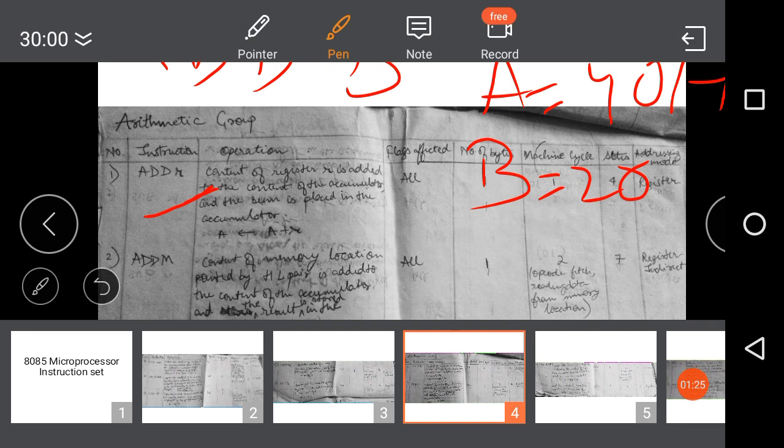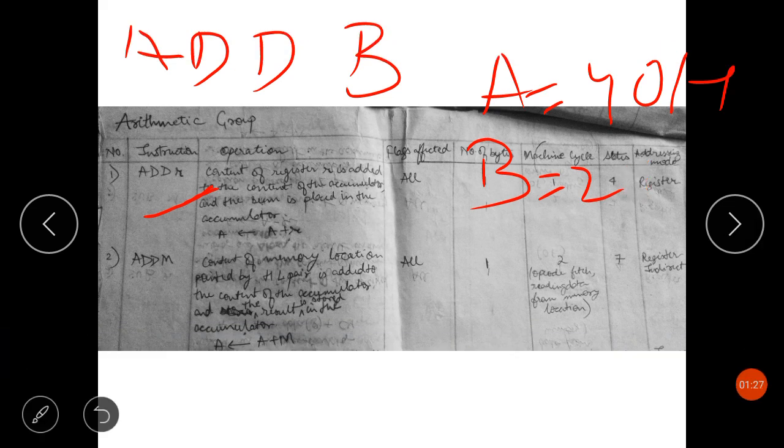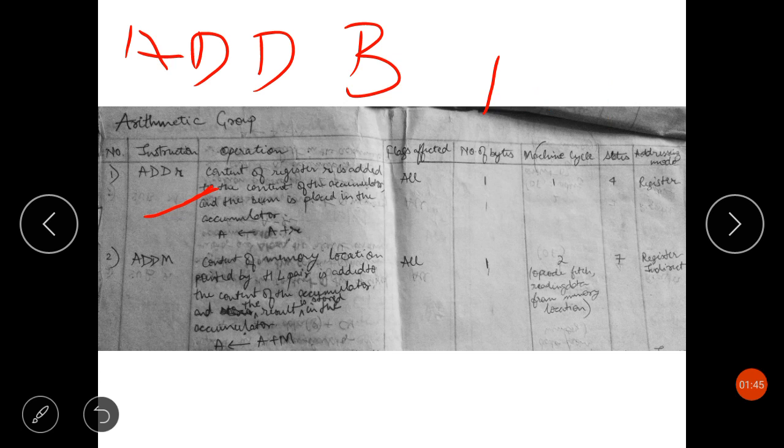Now flags affected. Since we are discussing the arithmetic group instruction set, every instruction of this group will involve arithmetic operations. So all flags, that is sign flag, parity flag, carry flag, all flags of 8085 microprocessor will get affected with respect to this instruction.